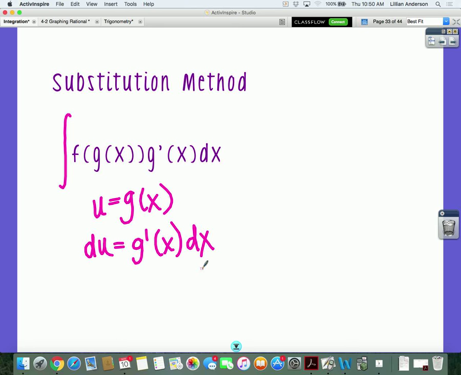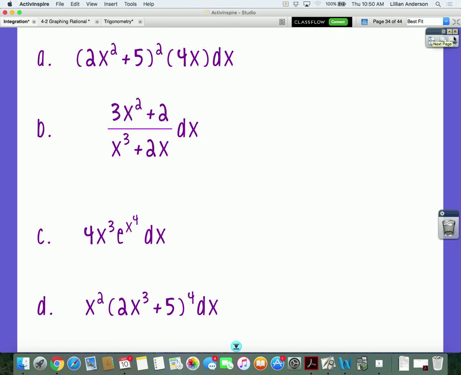You'll always end up with the derivative. Okay? So we're going to look at a couple of examples together to refresh your memory on how to use this, and then you'll do some on your whiteboards to see if you guys actually understand it. Okay?